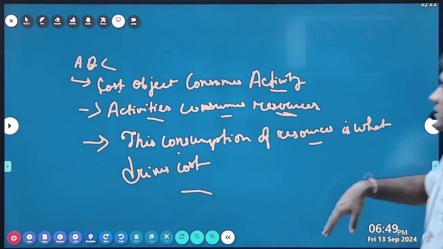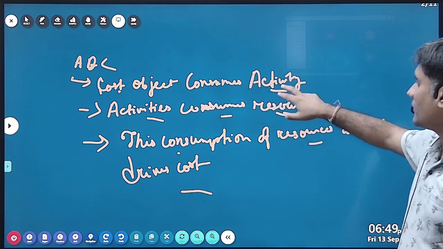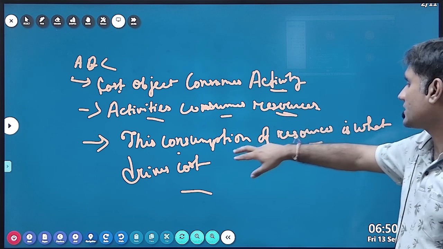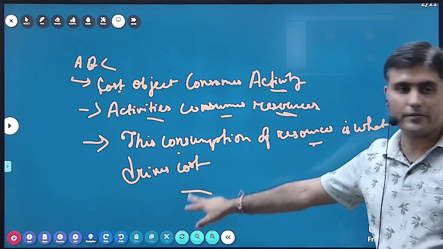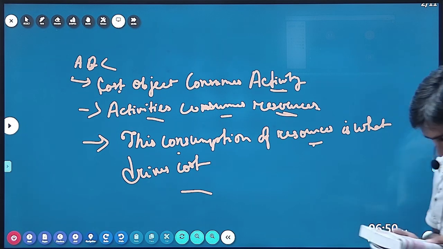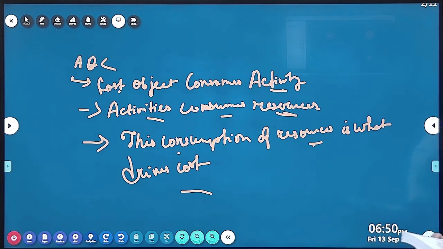So ABC costing is 3 steps. There will be a cost object which will perform some activities. These activities will consume resources. These resources are what drives the cost. While activity-based costing focuses attention on activities in allocating overhead cost to product, activity-based management focuses on managing activities to reduce the cost.